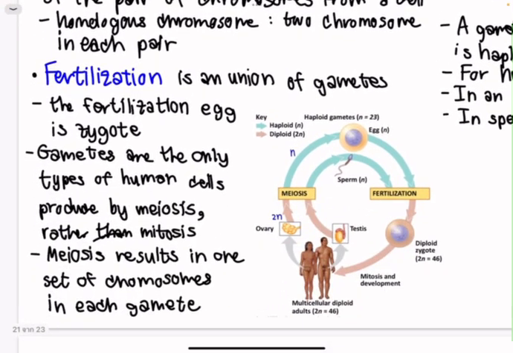Fertilization is the union of gametes. The fertilized egg is a zygote. Gametes are the only types of human cell produced by meiosis rather than mitosis. Meiosis results in a single set of chromosomes in each gamete.